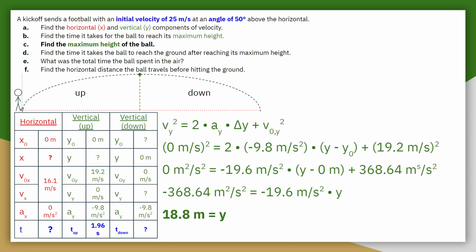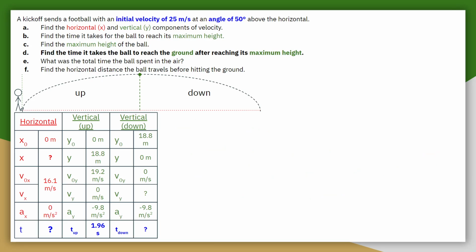We could get that same answer by using our equation that was the y position is equal to the initial y position plus our initial vertical velocity times time plus 1/2 times our acceleration times time squared. We had all of those variables. We'd just be using the 1.96 seconds there for our time. Just another way for us to solve the exact same answer.